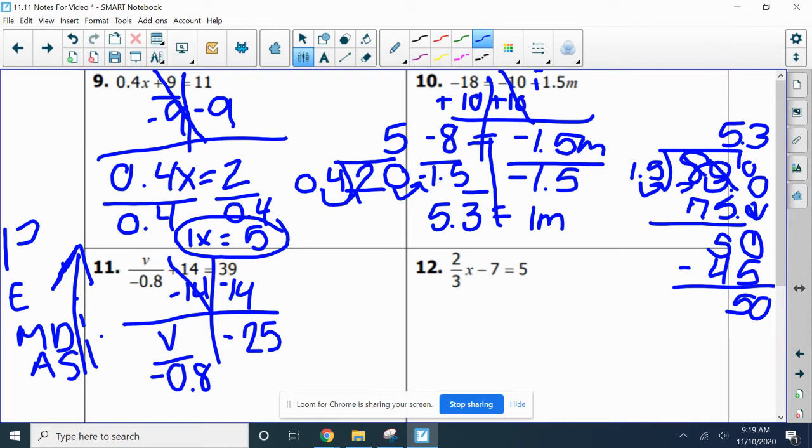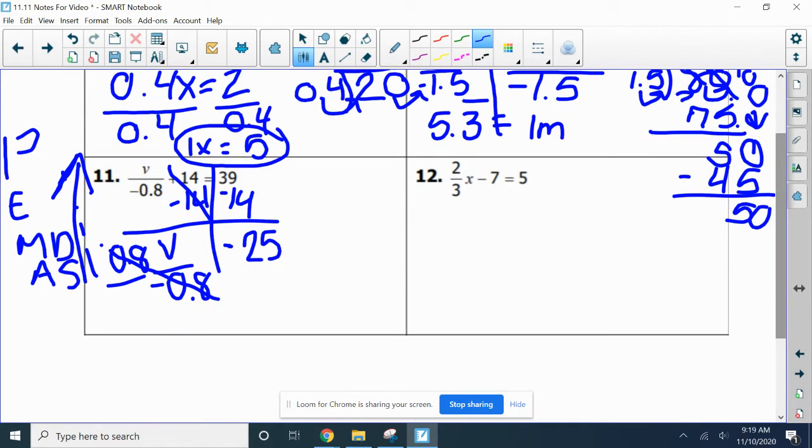And then my last step, I need to get rid of the division. My inverse of division is multiplication. So times 0.8, that cancels. You can say 0.8 over 0.8 if you want. So V times 0.8 over 0.8, which cancels to 1. So 1V.